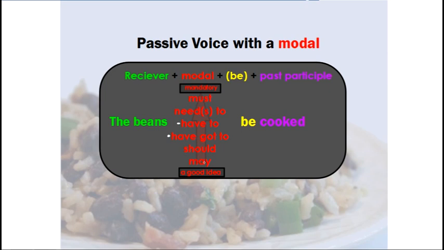But the idea is that I'm using these modals, like must, need to be, or needs to be, if my receiver is singular, or have to, or have got to, or should, or may, right? Plus the passive voice, which is be plus the past participle. And I'm using this to give the sentence a little bit more emphasis, right? And again, like we said, when you use the modal verb, you're always going to use the verb to be, because I use the base form after my modal verbs.